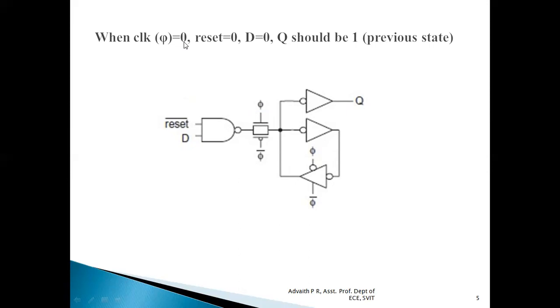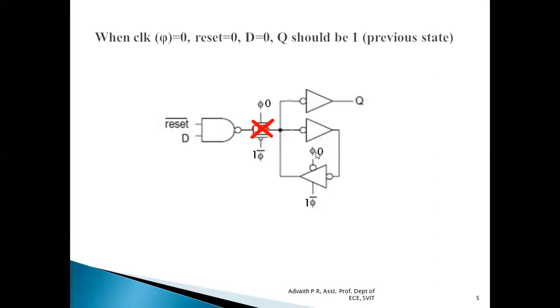When clock is 0, reset is 0, and D input is also 0, the Q output we have to get should be 1, which is the previous value, because when clock is 0, the previous state should be retained as it is. Let us check that once. So when clock is 0, clock bar is high. This clock 0 input is given to this NMOS transistor and clock bar 1 is given to this PMOS transistor. So this transmission gate is off. If the transmission gate is off, it acts as an open switch. That is, there is no connection from this point to this point.